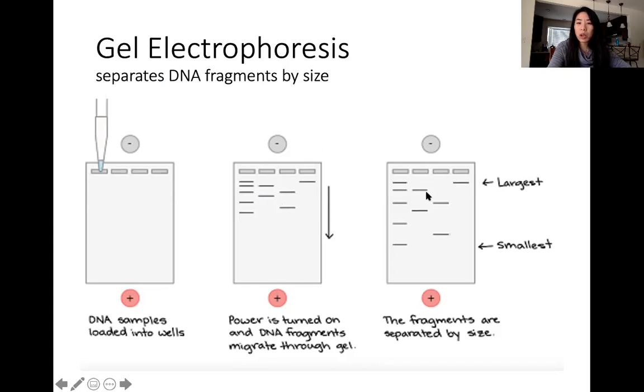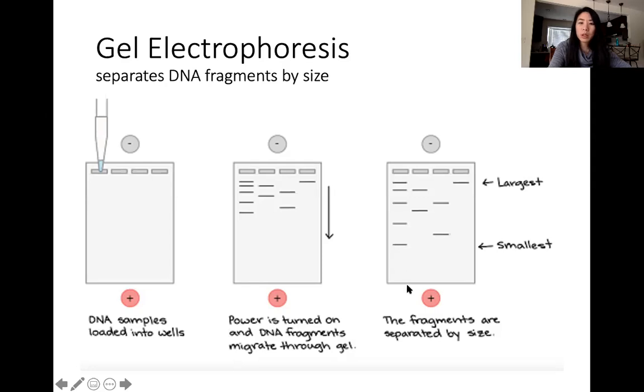And then when you turn the machine off, you'll get a pattern like this. The largest pieces are up top, they move slower. The shorter pieces move faster. Just think about, actually never mind, I'll explain that to you when we come back. But basically the larger pieces, it's just harder for them to move through the gel, so they don't move as fast. And the smaller pieces go down further.